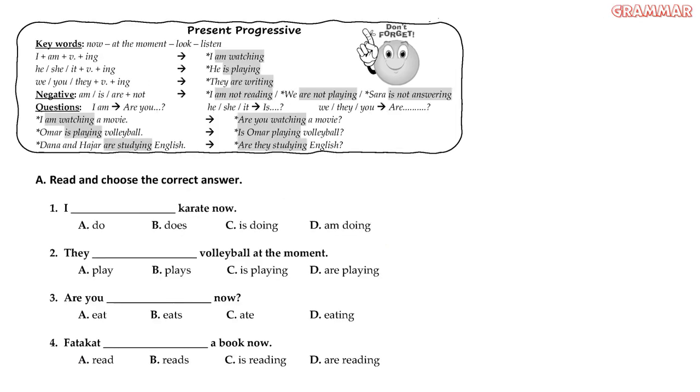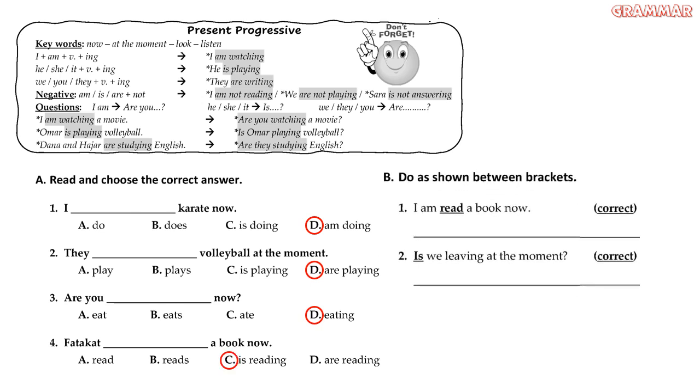Next one, the present progressive is are and the verb with ing. We use it when we are talking about things that are happening now or at the moment of speaking. So number one, I, karate now, I am doing karate now. Two, they, volleyball at the moment, and at the moment means now. So they are playing. Three, are you eating now? Four, Fatakat, a book now. Fatakat is one, so Fatakat is reading.